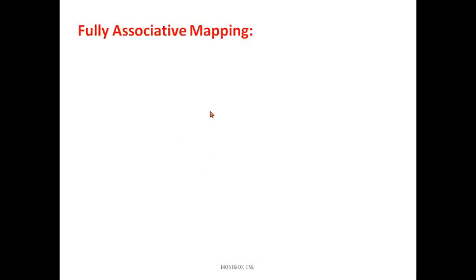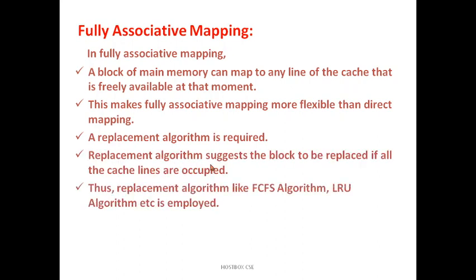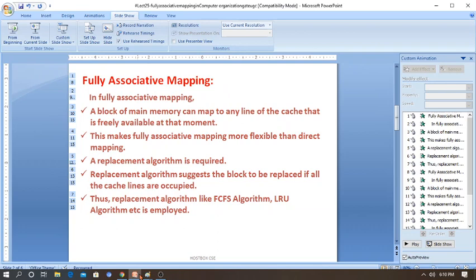So fully associative mapping. Before going to the diagram, you should be strong in the fundamental concept. Here a block of main memory can map to any line of the cache that is freely available at that moment, remember. This makes fully associative mapping more flexible than direct mapping. Here we need the support of a replacement algorithm. The replacement algorithm always suggests the block to be replaced if the cache lines are occupied, and it can follow replacement algorithms like FCFS, LRU and so on. These are topics associated with the operating system. Let's see them in the upcoming sessions when we take the tutorial for operating systems. Just understand enough. Okay, let's move to another scenario for understanding.